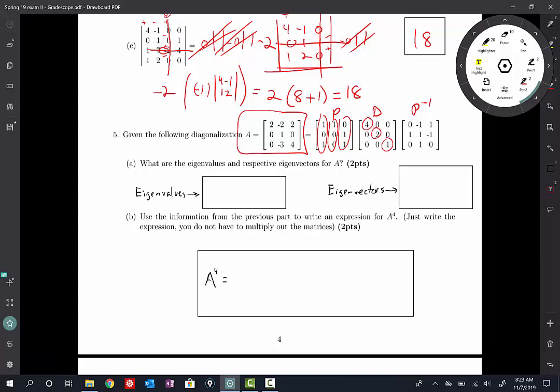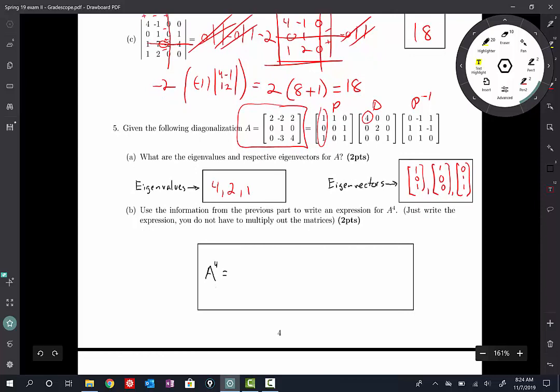So because I understand that's how I would form P and D, I can just pull those values from P and D. So what are the eigenvalues? It is 4, 2, and 1. What are the eigenvectors? And here order matters. So in other words, the eigenvalue 4, because it's listed first in the first column, is associated with the eigenvector 1, 0, 1. And then the other columns of P would be the other eigenvectors.